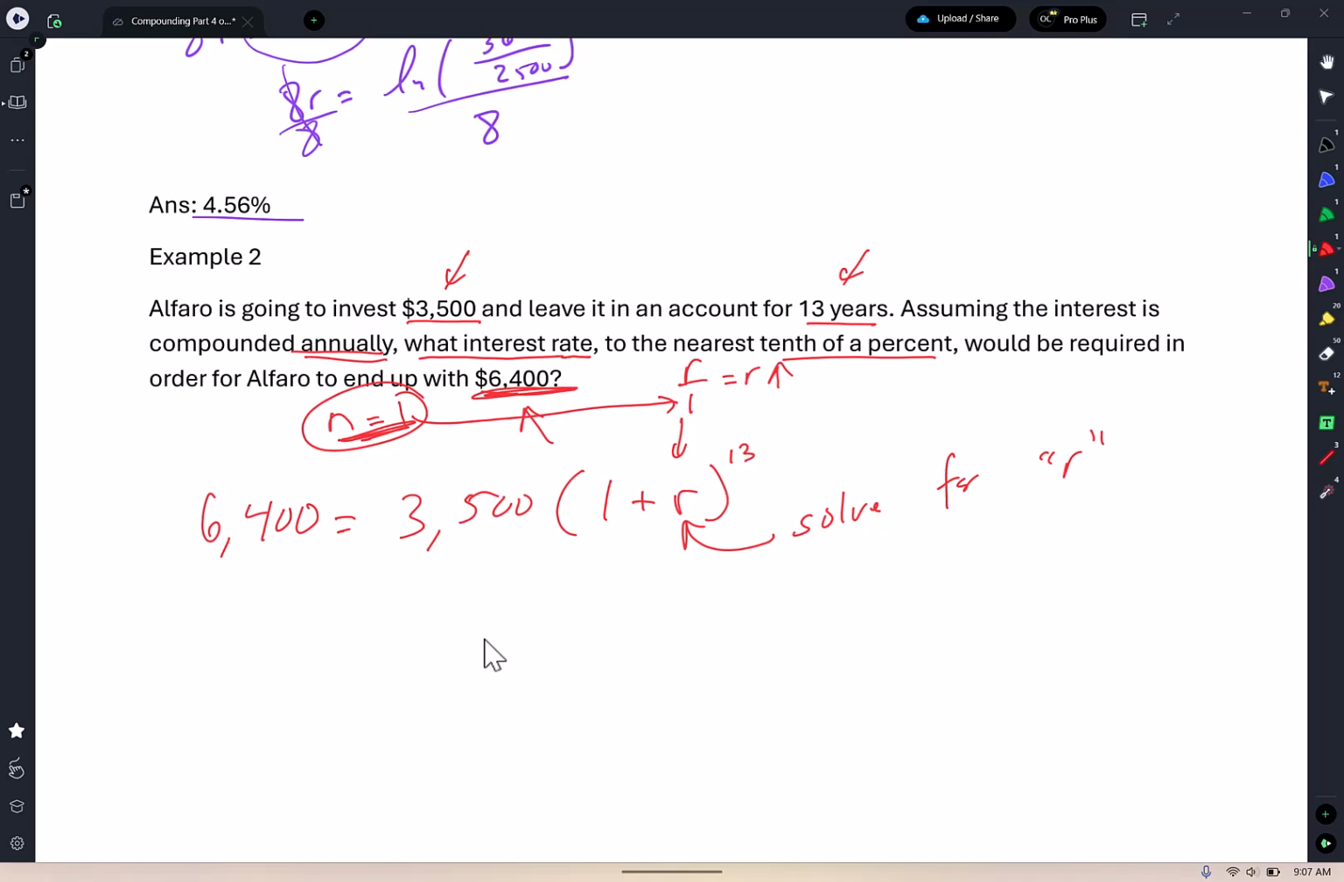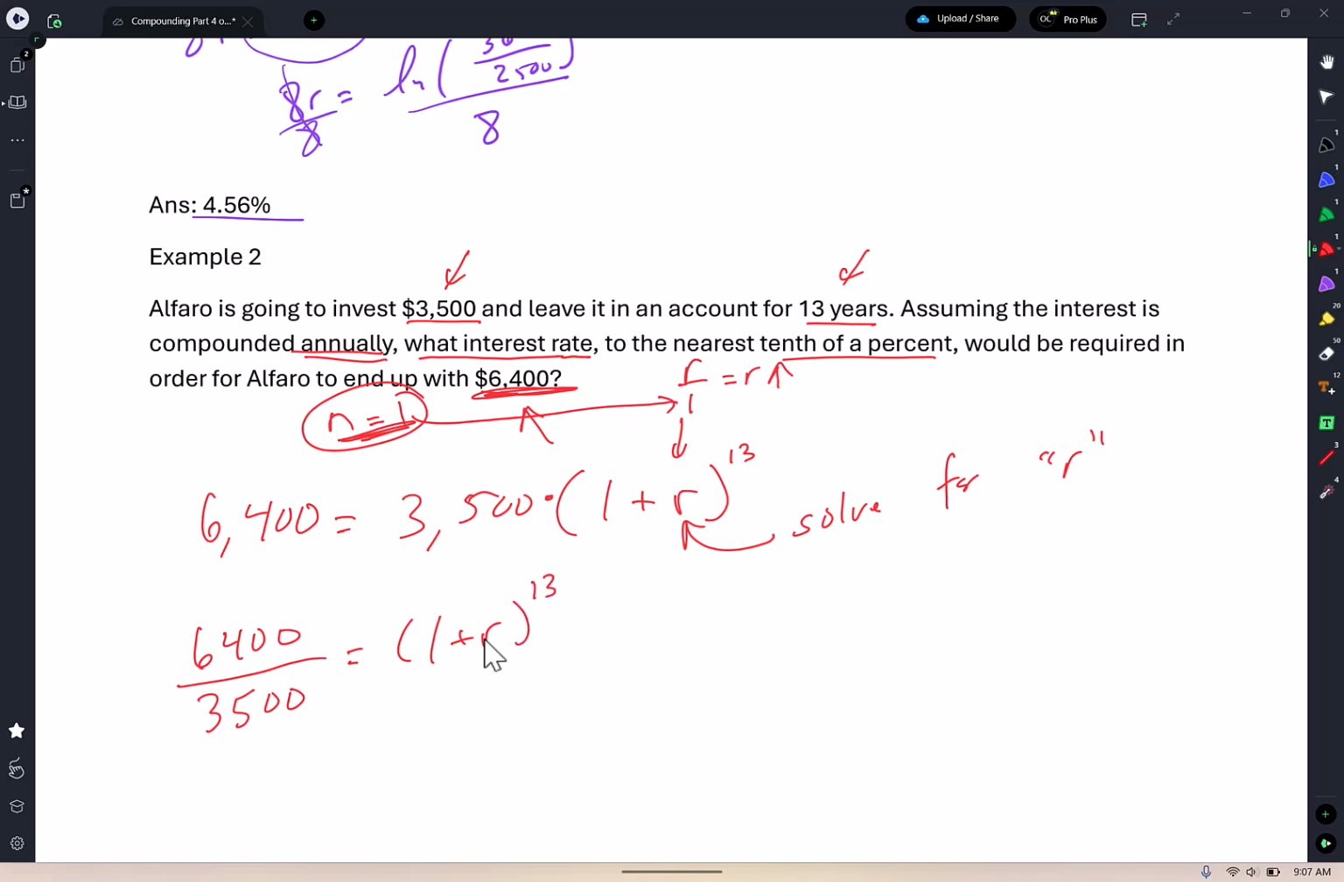All right, so the first move, guys, is to divide by 3,500 because this is the product. This is 3,500 times (1 plus r) raised to the 13. So divide. So we're going to have 6,400 divided by 3,500 equals (1 plus r) raised to the 13.